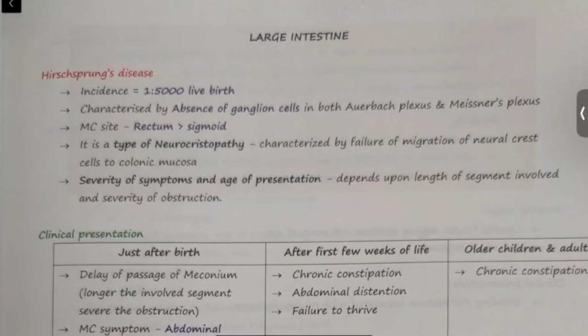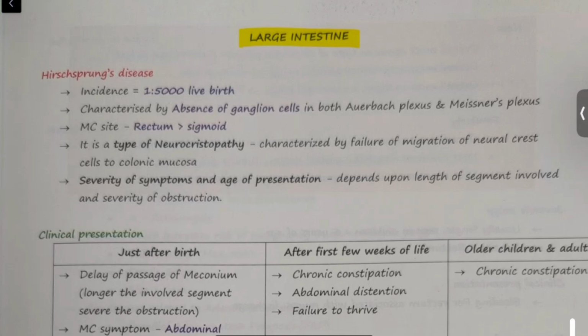So yeah, in the previous class we had discussed the small intestine and the pathologies related to that. Today we are starting with pathologies related to the large intestine. The large intestine starts, as we all know, from the cecum, ascending colon, transverse colon, descending colon, sigmoid colon, and then ends with the rectum and anal canal.